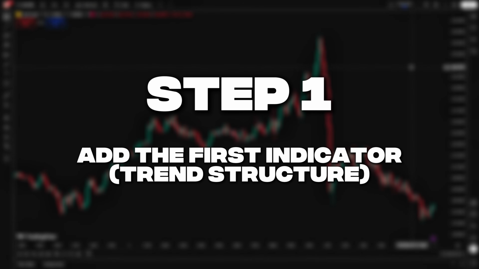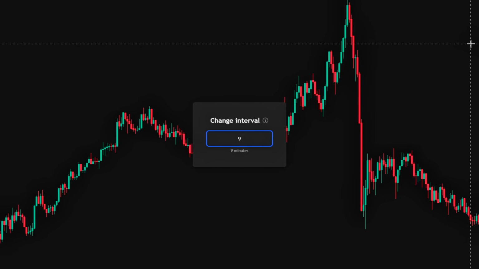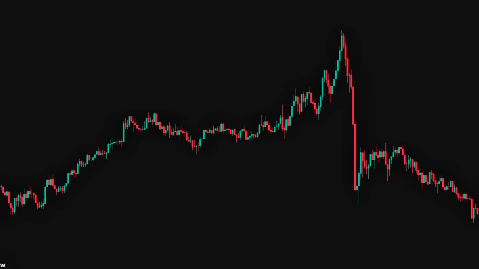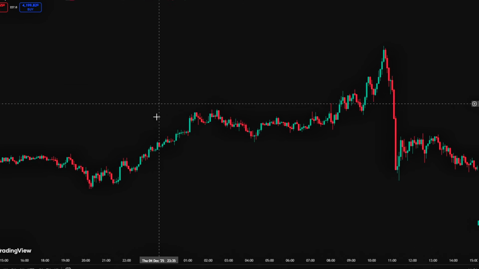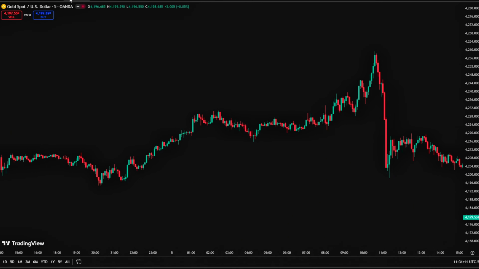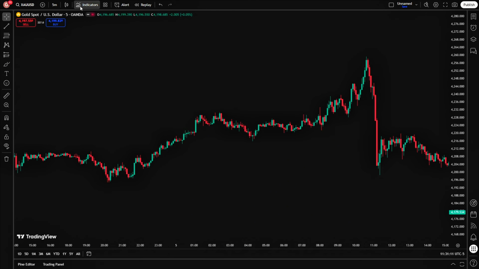Step 1. Add the first indicator, trend structure. Open TradingView and load a clean, empty chart. Use any market you're comfortable with, Forex, crypto, indices, or stocks. For best clarity while learning, use a time frame between 5 minutes and 1 hour.